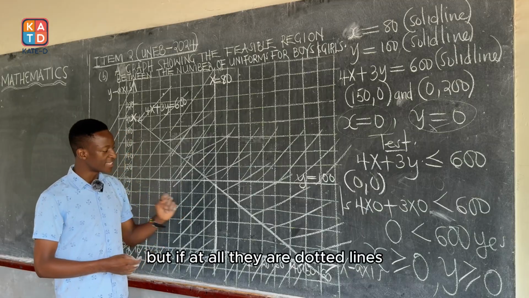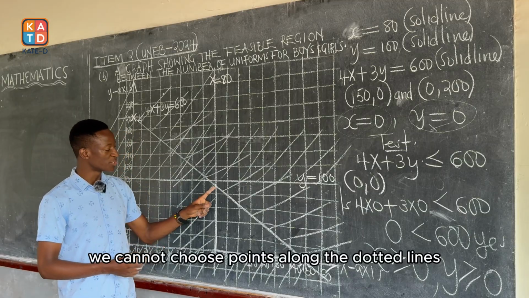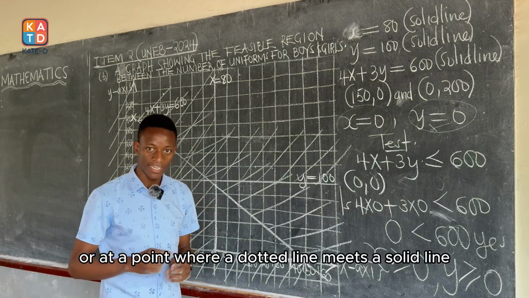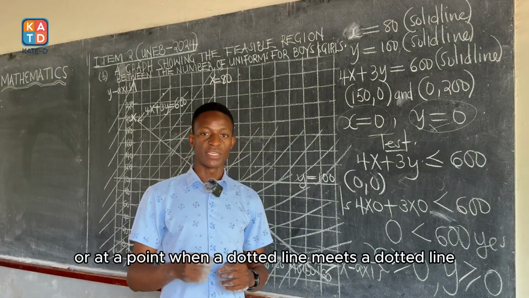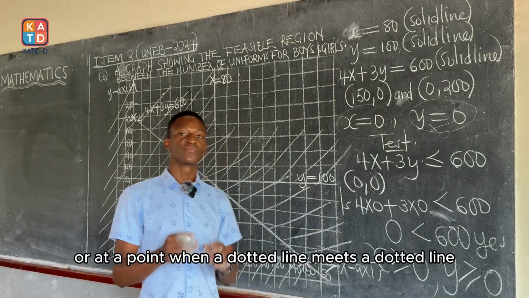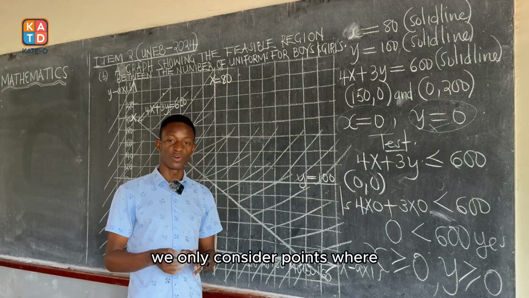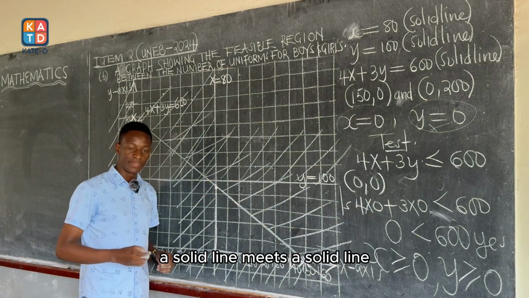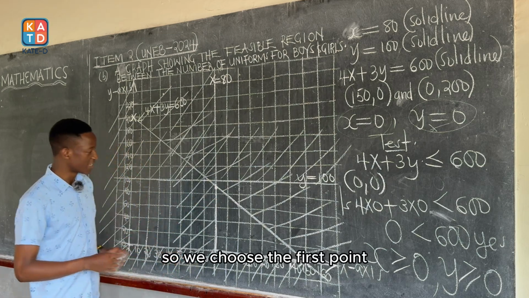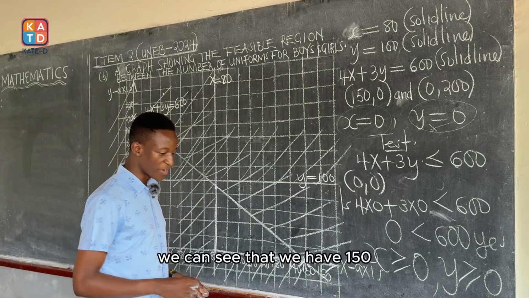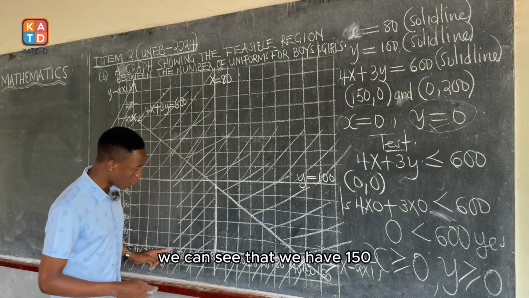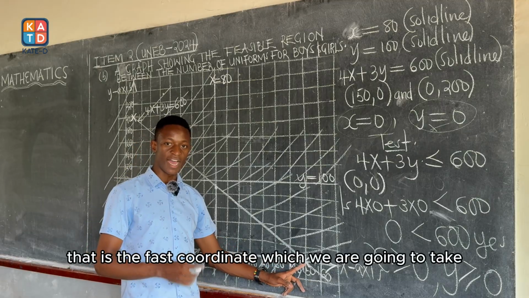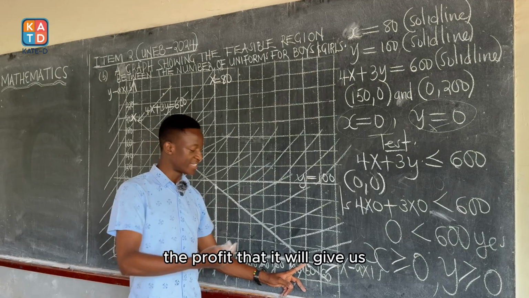But if they are dotted lines, we cannot choose points along the dotted lines, or at a point where a dotted line meets a solid line, or where a dotted line meets a dotted line. We don't consider those points. We only consider points where a solid line meets a solid line. So we choose the first point. When we're choosing the first point, we can see that we have (150, 0). That is the first coordinate, which we are going to take and then analyze to see the profit that it will give us.